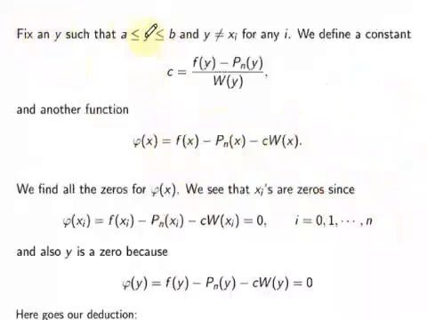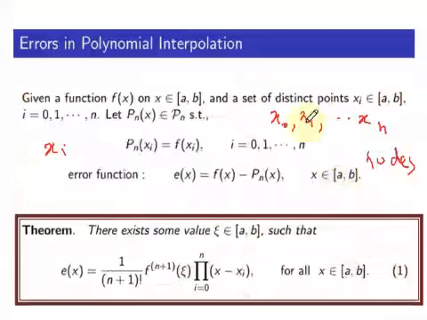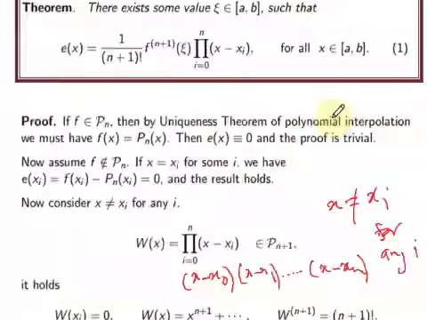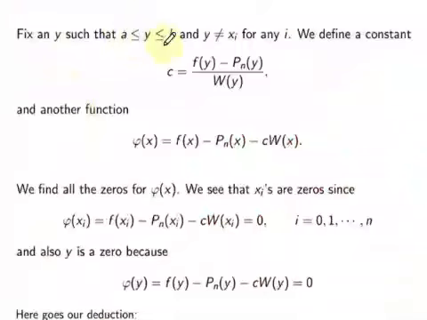All right, I consider a fixed point y in between a and b. Here, let's consider a fixed point, a number between a and b, right? So y is a number in between a and b, and suppose that y is not equal to x_i for any i, right? So that means here you have these nodes. y is a number in between a and b, but y is not equal to those nodes, right?